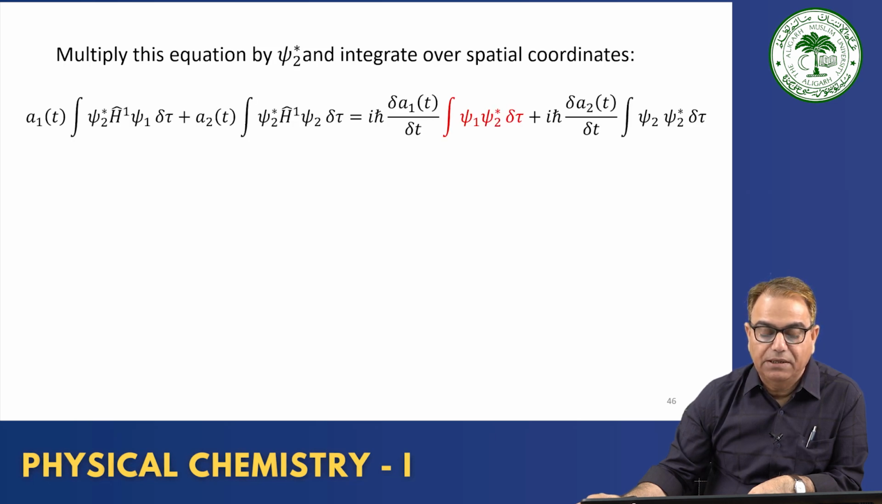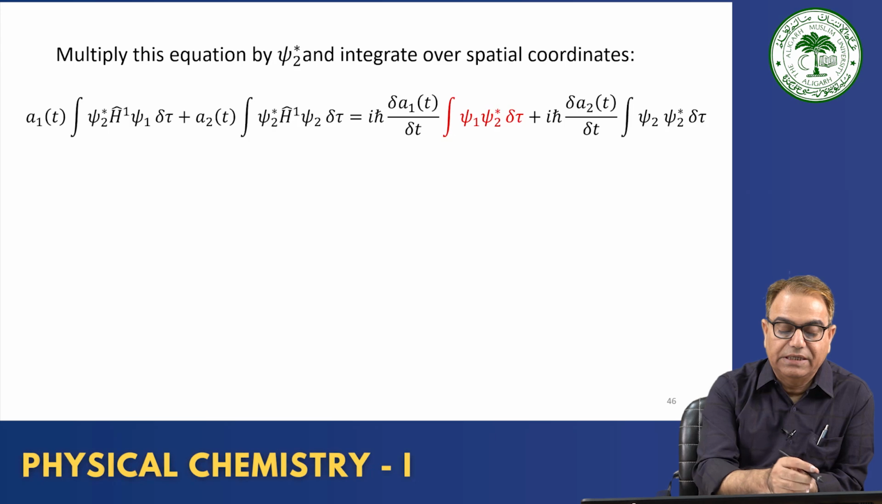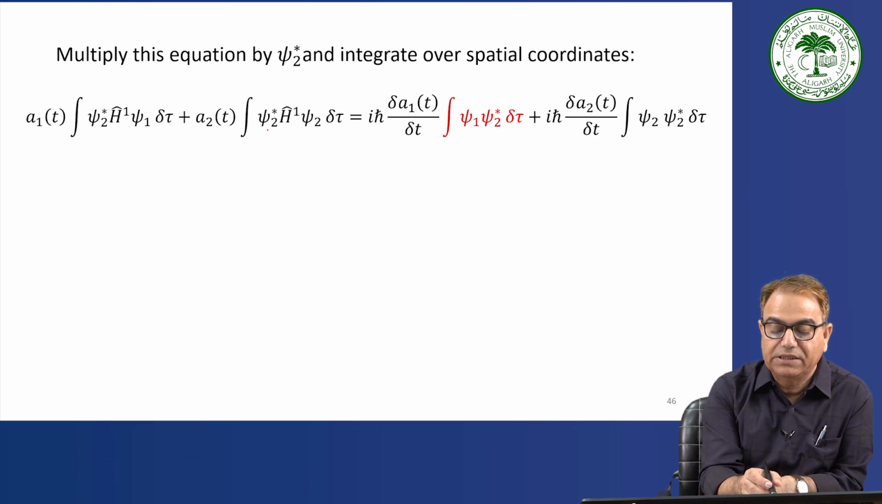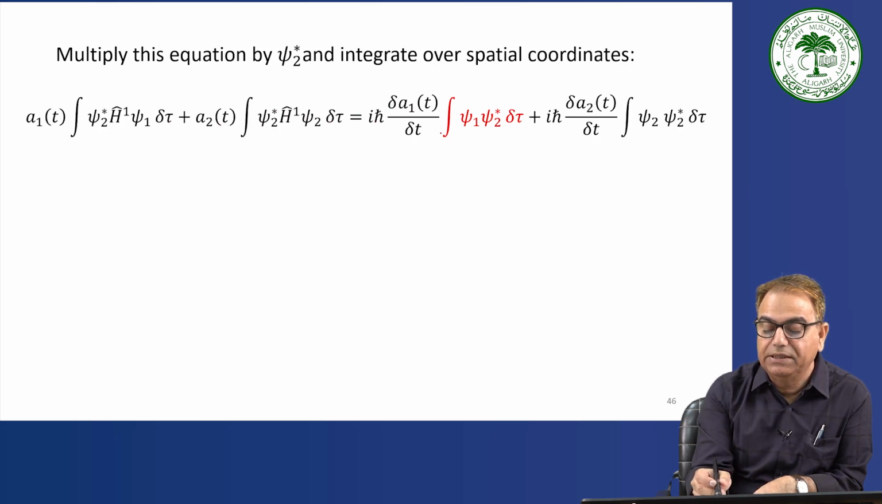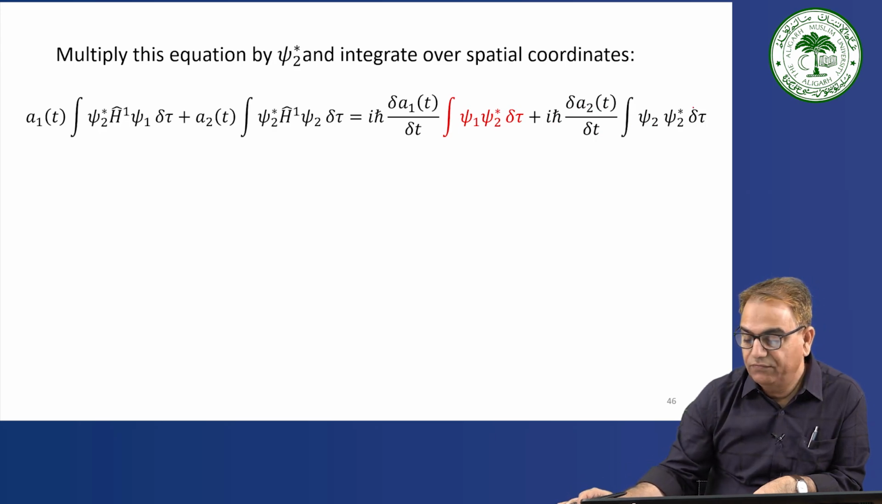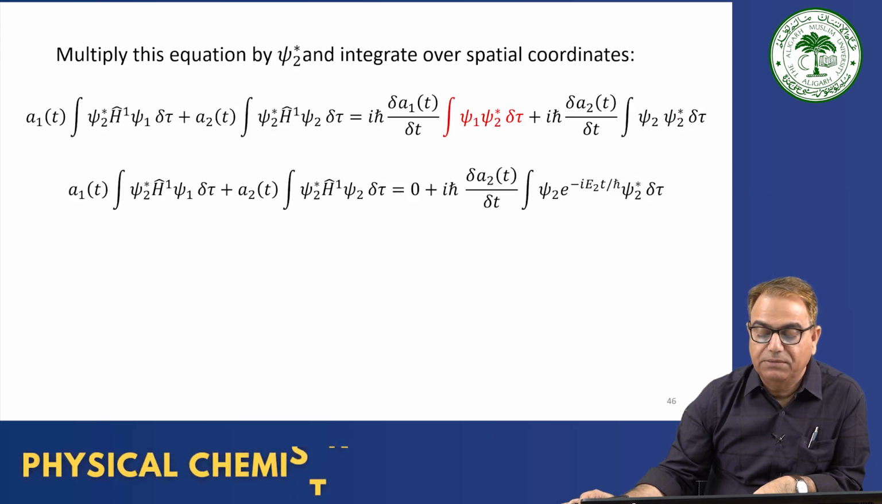If you multiply by psi 2 star, then psi 2 star H1 psi 1 d tau, then again A2t will be outside, psi 2 star H1 psi 2 d tau, and then iħ del A1t by del t, again psi 1 psi 2 star d tau, plus iħ del A2t divided by del t, psi 2 star d tau. And obviously, why it is in red, you know that it will become 0.